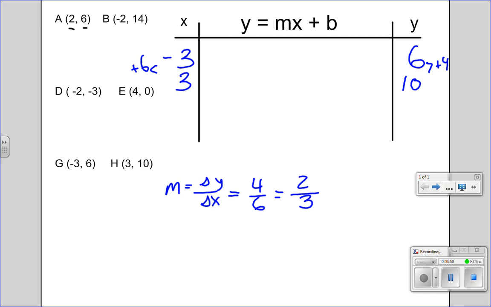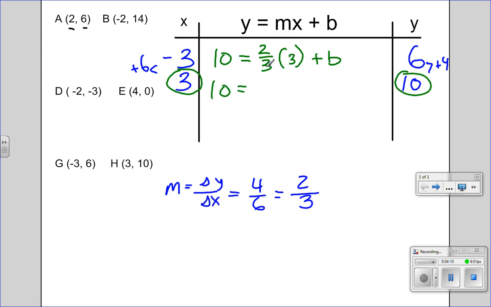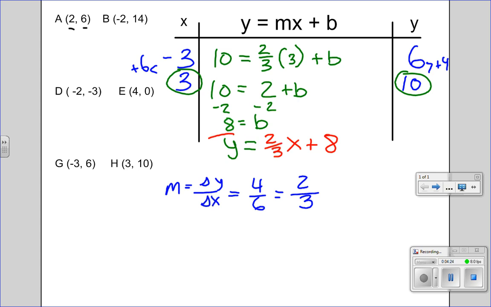I'm going to use my second set because those are nice positive numbers. So y is 10, so 10 equals 2/3 times 3 plus b, because x is 3, m is 2/3, y is 10. So 10 equals, 2 times 3 is 6, divided by 3 is 2. Subtract 2 from both sides. 8 equals b. So y equals my slope, which is 2/3, x, plus my b, which is 8. And that's my final answer for the equation.